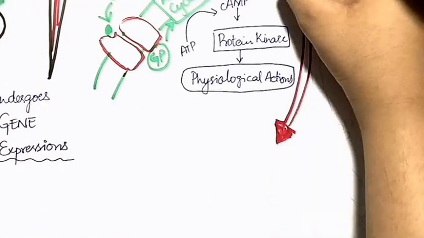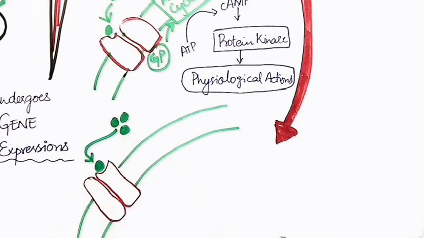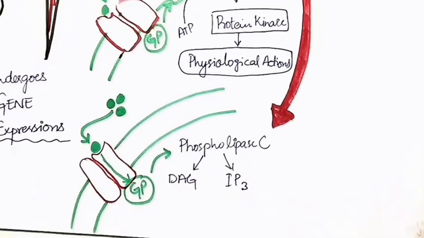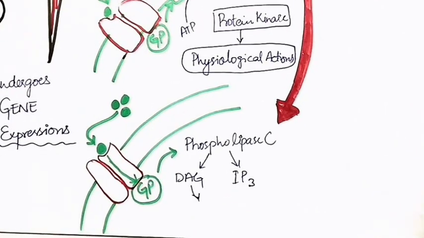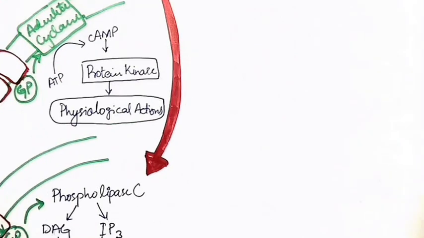Similarly, in the IP3 mechanism, in the cell surface membrane there is a receptor bound to it. When the hormone binds to the receptor, it causes the G protein to activate phospholipase, which will further form DAG and IP3. And these two will cause its physiological actions.